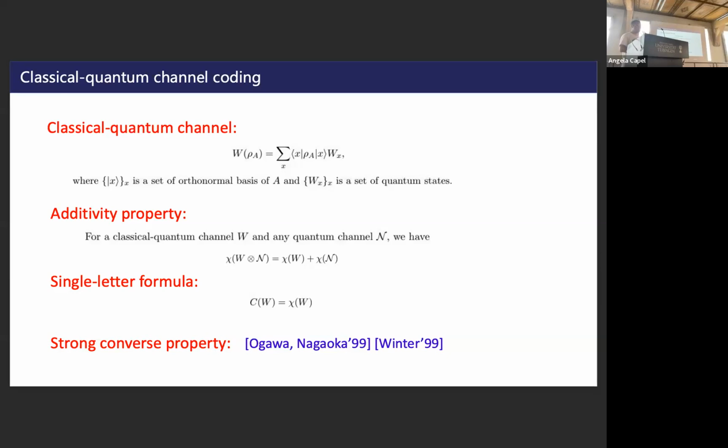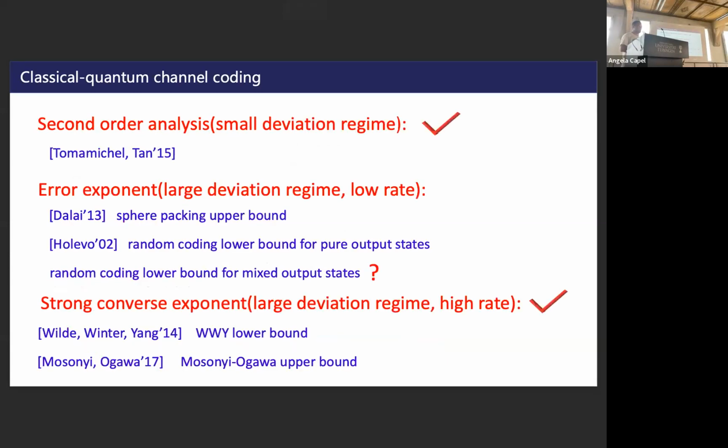Ogawa, Nagaoka, and Winter proved that classical-quantum channel coding also satisfies the strong converse property. The small deviation and the large deviation performances for classical-quantum channel coding have been well understood. The second order asymptotics under the strong converse exponent has been completely solved. For the error exponent, Marco Dalai derived the sphere-packing upper bound in terms of the Petz Rényi relative entropy. This upper bound is commonly thought to be the correct generalization of the classical sphere-packing upper bound to the quantum regime.